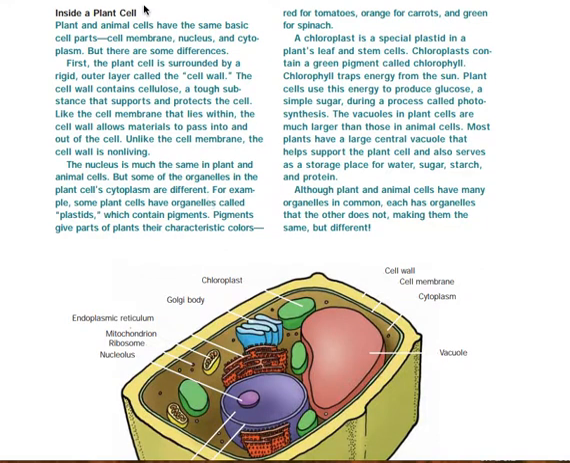Plant and animal cells have the same basic cell parts: cell membrane, nucleus, and cytoplasm. But there are some differences. First, the plant cell is surrounded by a rigid outer layer called the cell wall. Here's the cell wall. The cell wall contains cellulose, a tough substance that supports and protects the cell. Like the cell membrane that lies within, the cell wall allows materials to pass into and out of the cell, so that things can come in and things can go out of the cell. Unlike the cell membrane, the cell wall is non-living.